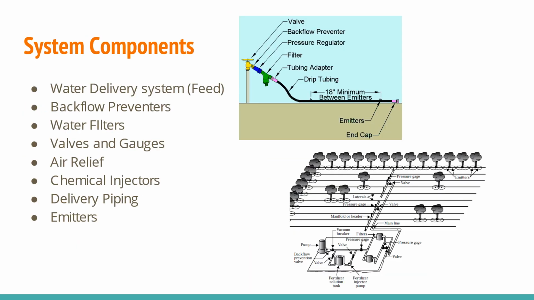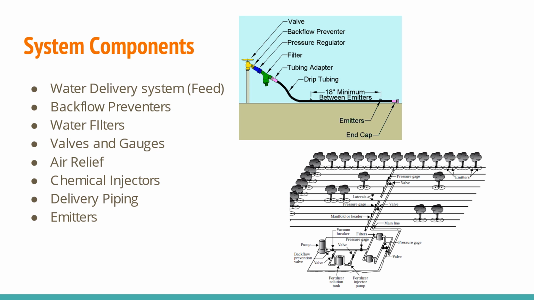Some of the system components of drip are as follows. First is the water delivery system and access. You need to have access to a water system, so one must be present or built. Next comes backflow preventers, which are used to prevent municipal water pollution. After that comes a water filter, which is necessary for this type of drip system because the emitters have small orifices that will clog up with hard water over time.